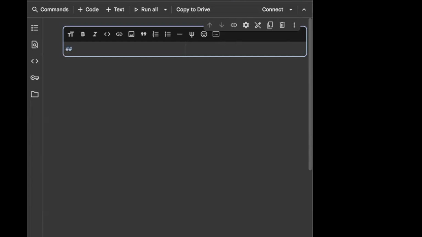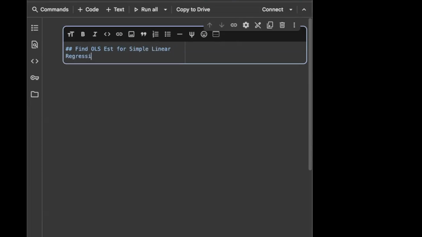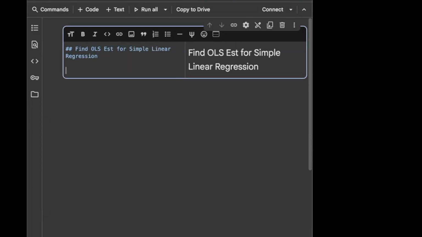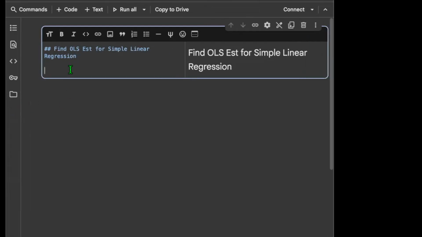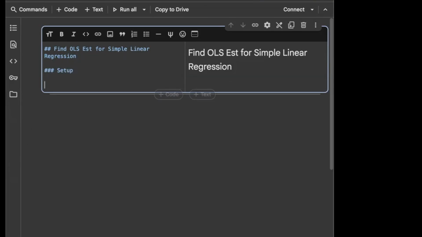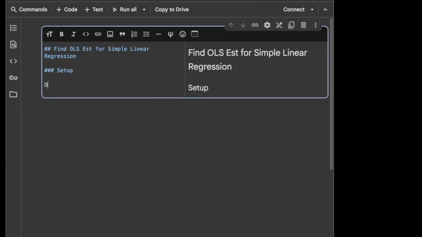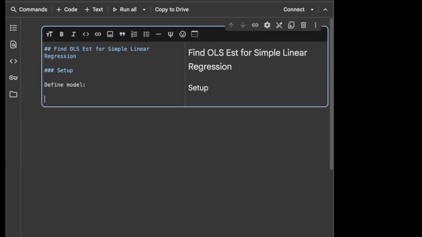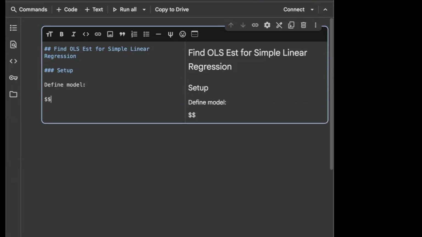Let's write our title: find the OLS estimator for simple linear regression. This is going to be a step-by-step procedure, and we're going to write out what we mean by the derivation work. First things first, we need to have some sort of setup, and then we need to define a model. The model here, you can think of as a basic linear regression model.